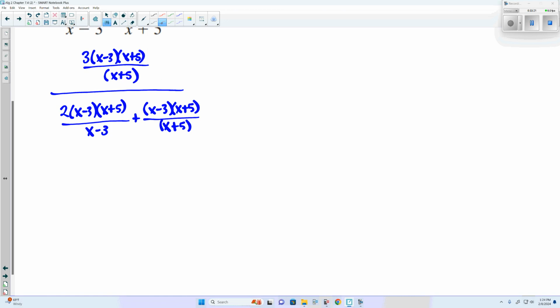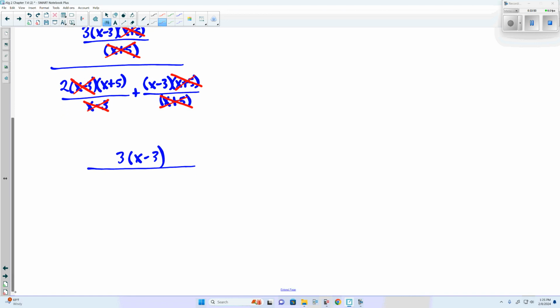What cancels? In our numerator's fraction, the x plus 5 and x plus 5 cancel. In one of the denominators, we have x minus 3 and x minus 3. And in the last one, we have x plus 5 and x plus 5. Those are gone. So in our numerator, what's left is 3 times x minus 3. In our denominator, we have 2 times x plus 5 plus x minus 3. Yes?